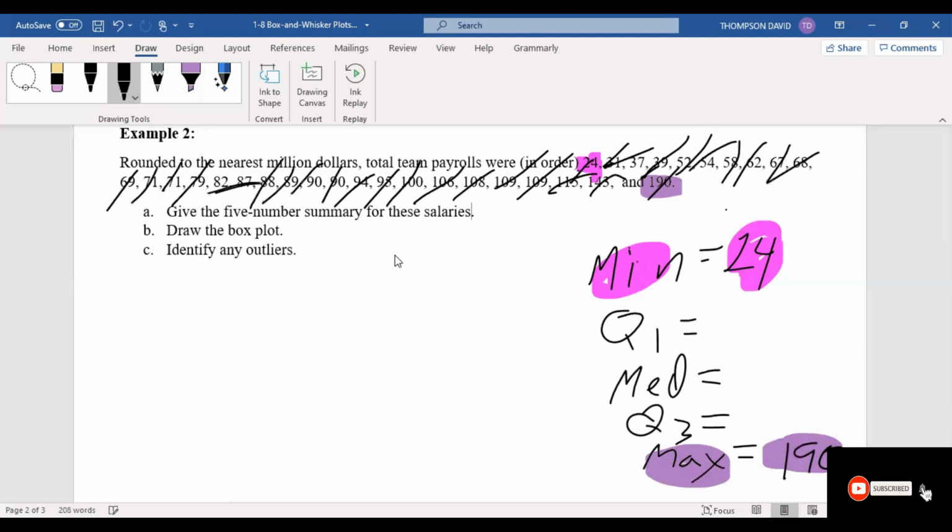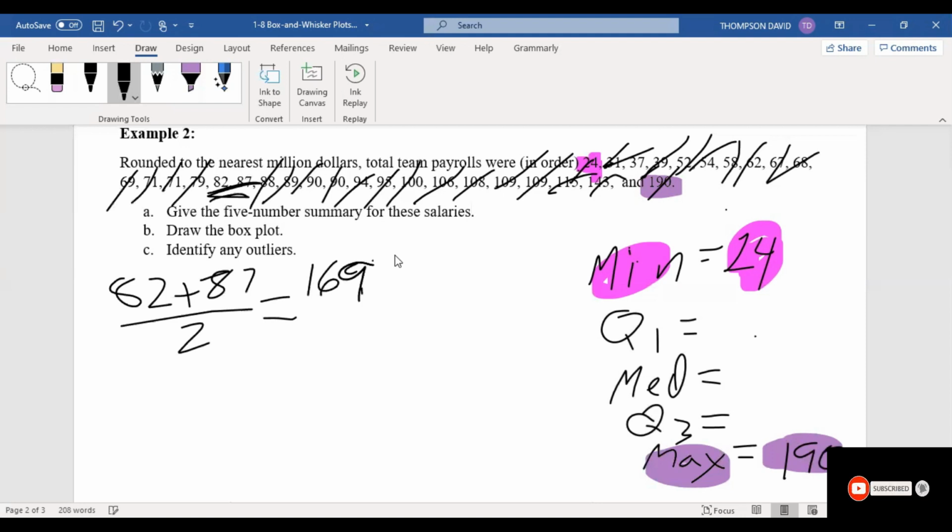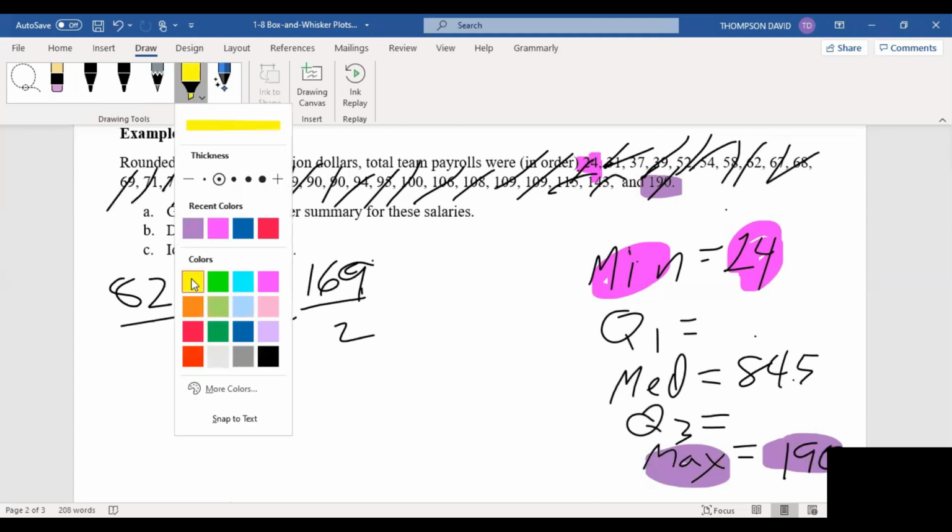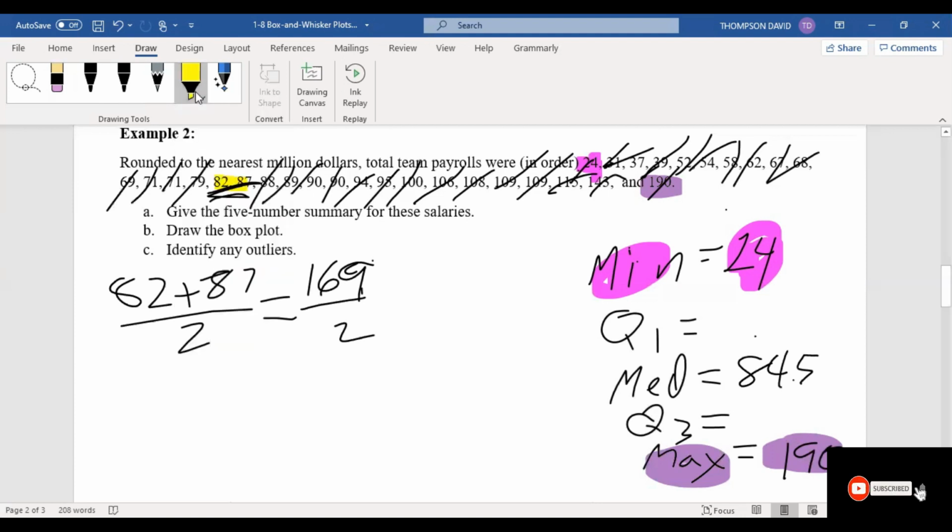And we have two middle numbers this time, 82 and 87. So what we need to do is add 82 and 87 together. We'll do a scratch over here. 82 plus 87 divided by 2. 82 plus 87 is 169, and then divide it in half. That will give me 84.5. And we'll do our median in yellow. And that's going from these two numbers right here, just adding them and dividing by 2.